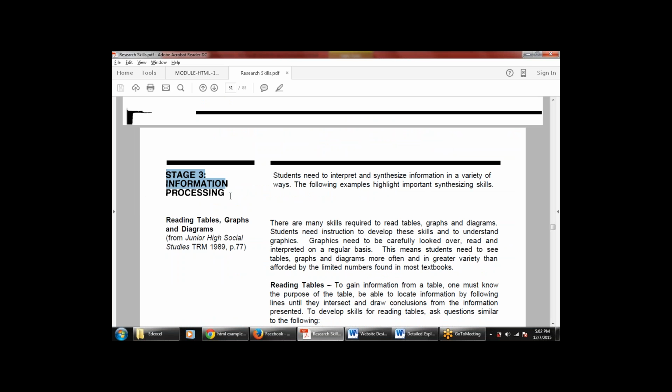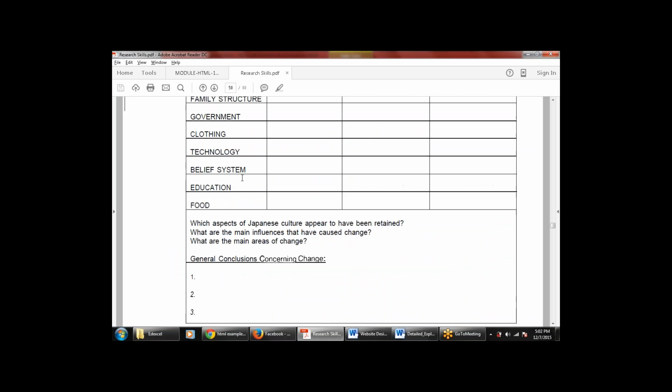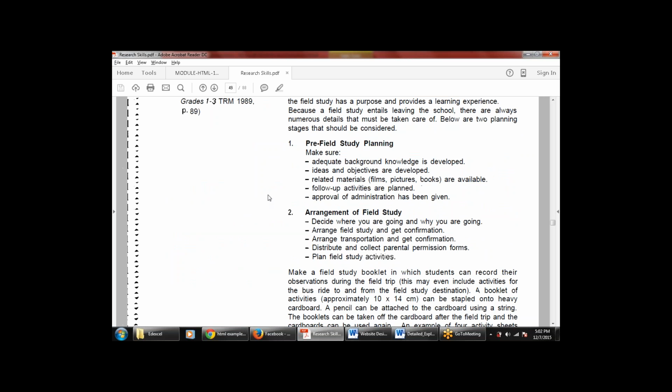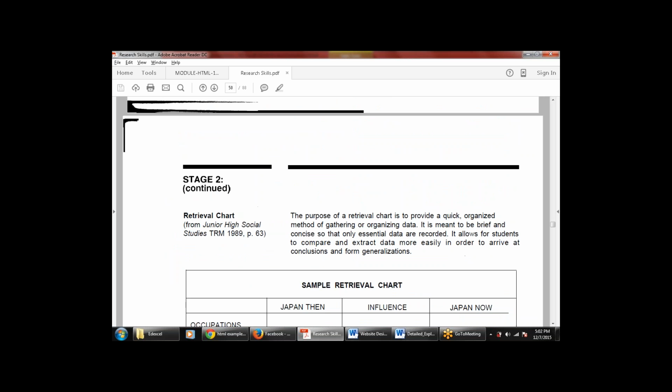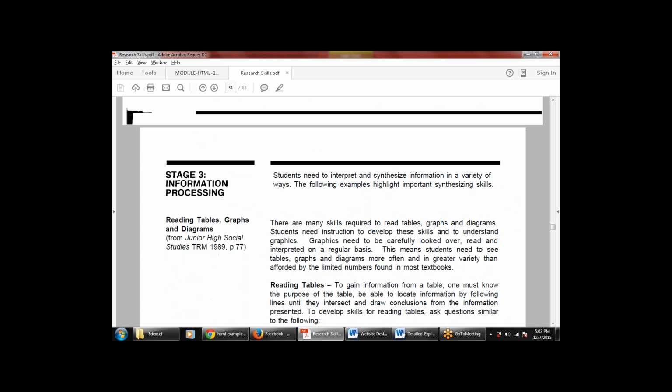Now the next stage is stage number 3, the information processing. So we have covered planning and information retrieval, which includes three phases: the interview, the retrieval chart, and the field studies. Now the third stage is information processing. So after planning and information retrieval, the next step is information processing. Now see what the various activities available in information processing are. This topic I am going to take after the break. So let's take a break first of all, then move to stage number 3.